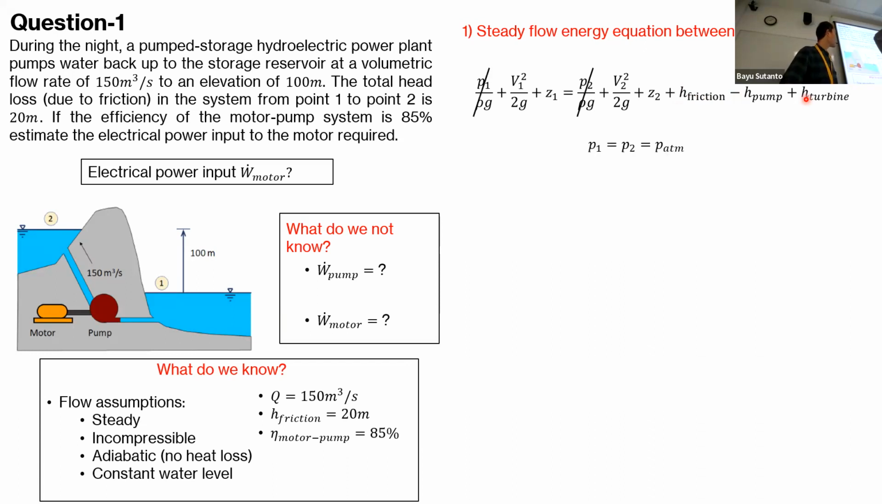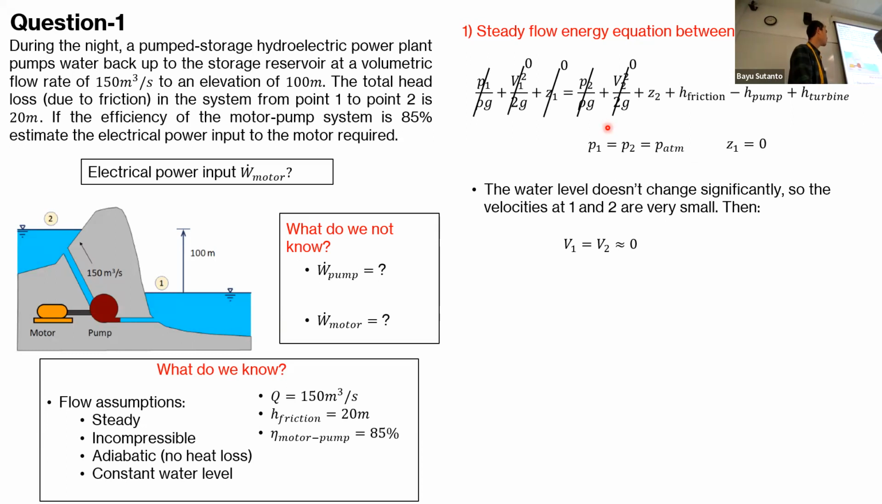Based on the assumptions, both surfaces are exposed to atmospheric pressure, so we can exclude P1 and P2 because they are equal. And the next is elevation 1 is 0. We assume this is our reference, starting reference. We could take it from here, but if we take a minus, it's going to be similar. So we start with this level, that elevation point 1 is equal to 0.